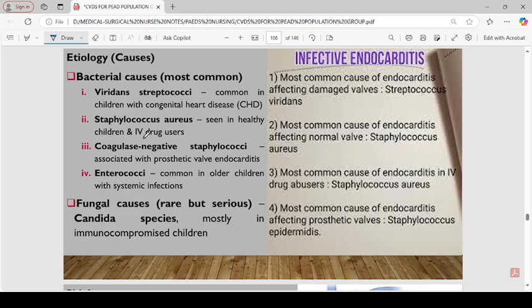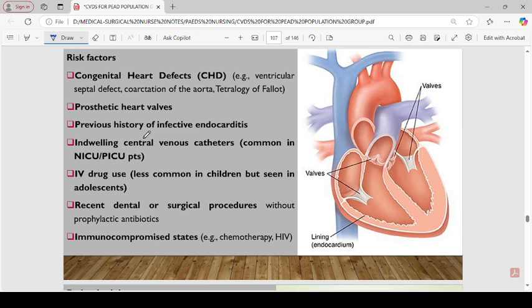For bacterial causes, we have viridans streptococci. This is most common in children with congenital heart diseases. Staphylococcus aureus is seen in healthy children and IV drug use. Coagulase-negative staphylococci are associated with prosthetic valve endocarditis. Enterococci are common in older children with systemic infection. Fungal causes are very rare but serious, like Candida species, mostly in immunosuppressed or immunocompromised children.